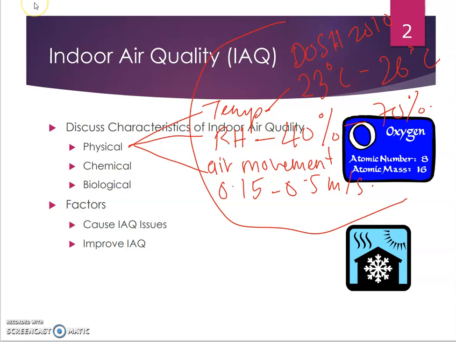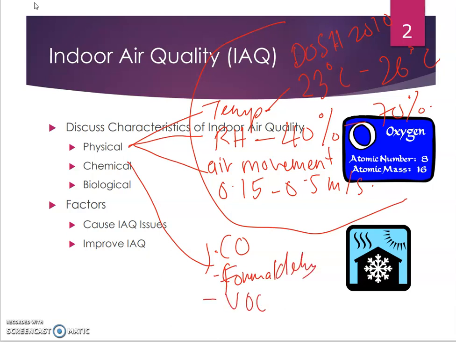And then another parameter that we have is chemical. The chemical contaminants that we have, for example, are carbon monoxide, formaldehyde, VOC or volatile organic compounds, respirable particulate, and ozone. So these are all the chemical contaminants.